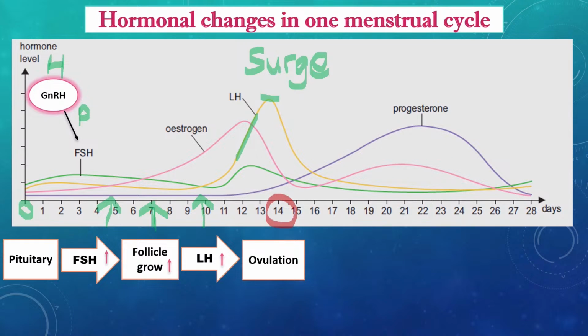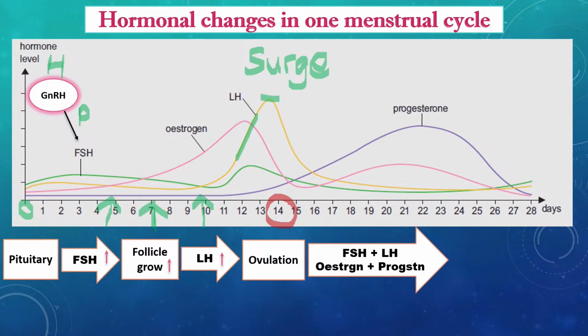After ovulation, what happened to the hormones? FSH and LH will decrease. You can see LH decreasing. You can see FSH decreasing. Where's the FSH? This green line here, also decreasing. On the other hand, estrogen and progesterone will increase. So you can see estrogen increasing and progesterone also increasing.